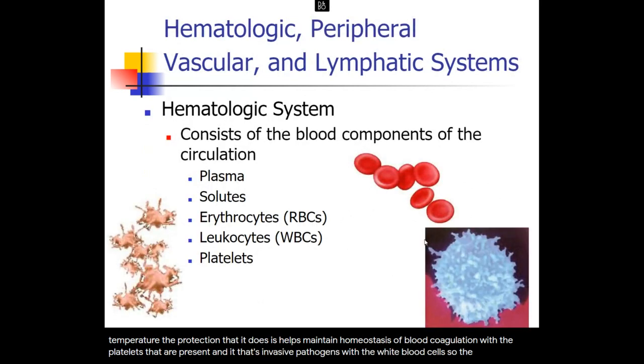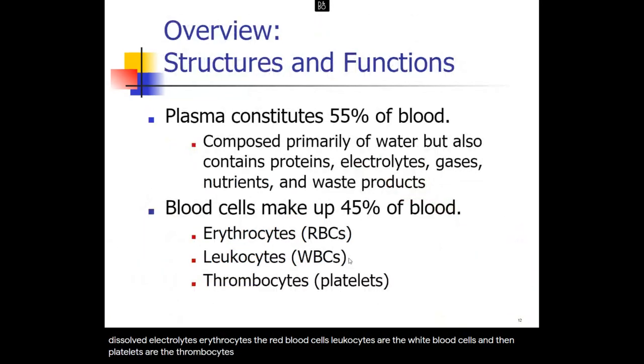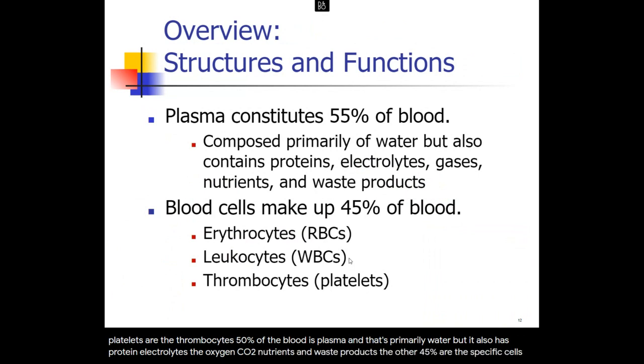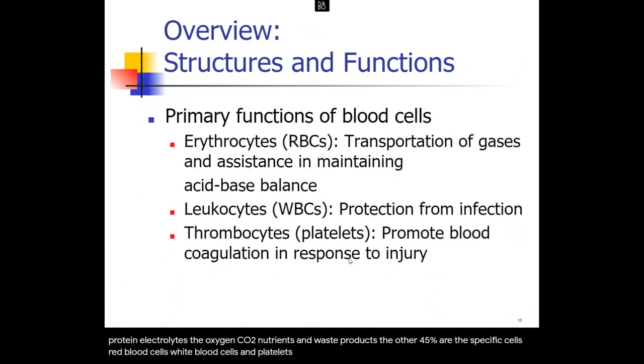So the different components that make up the blood include plasma, the solutes, which are the minerals dissolved in electrolytes, erythrocytes, the red blood cells, leukocytes, the white blood cells, and then platelets, the thrombocytes. Fifty percent of the blood is plasma, and that's primarily water, but it also has protein, electrolytes, oxygen, CO2, nutrients, and waste products. The other 45% are the cells: red blood cells, white blood cells, and platelets.